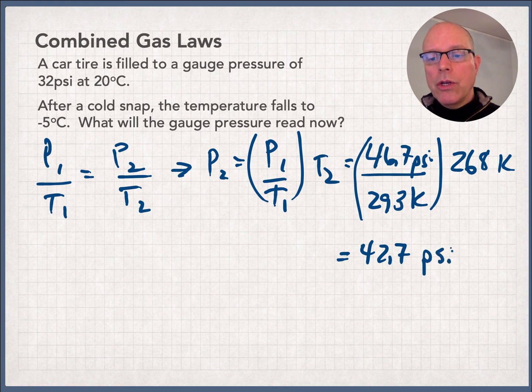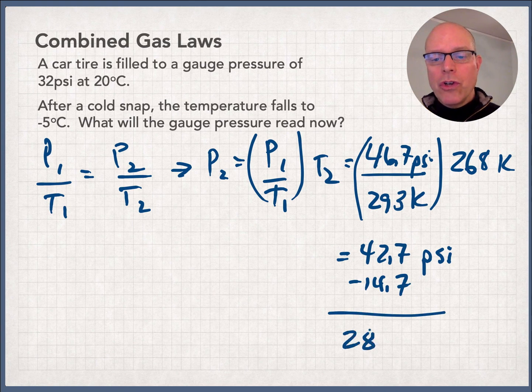So you might think you're done. You're almost done. That's not the gauge pressure, that's the actual pressure. If they say, hey buddy, I want the gauge pressure, what you have to do is reverse the process you just did. So I subtract 14.7 and I end up with the answer that I was after. So my 32 psi tire at this temperature turns into a 28 psi tire at that temperature.